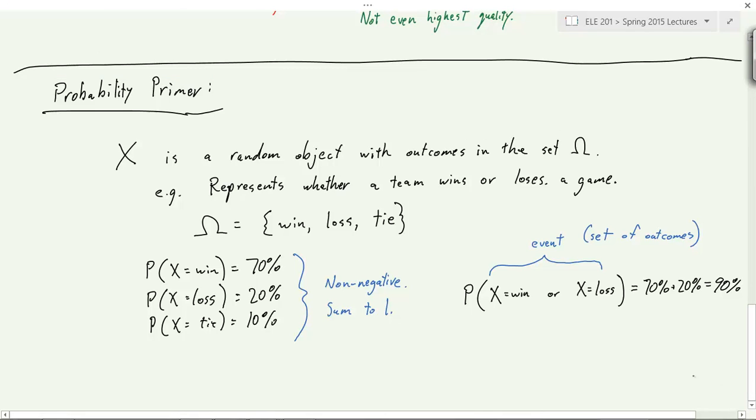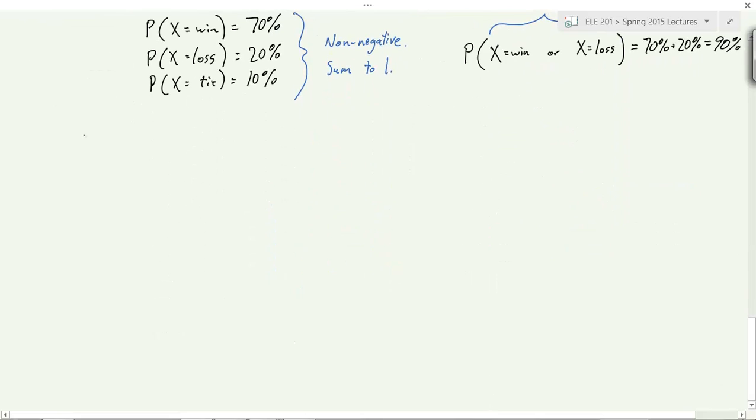Okay, now we say that we have a random variable if this set of outcomes is a subset of real numbers. So now we're talking about random variables where the outcomes are numbers rather than win, loss, and so forth. Call this a random variable.